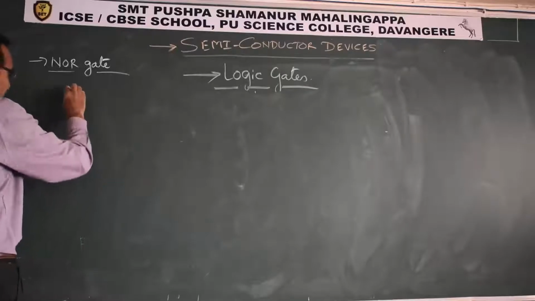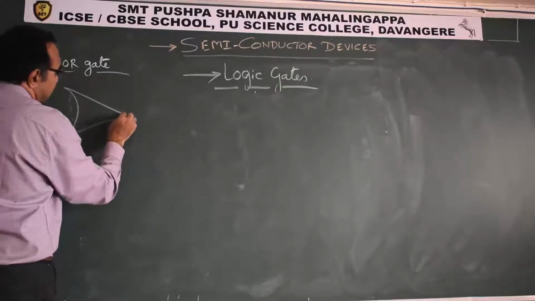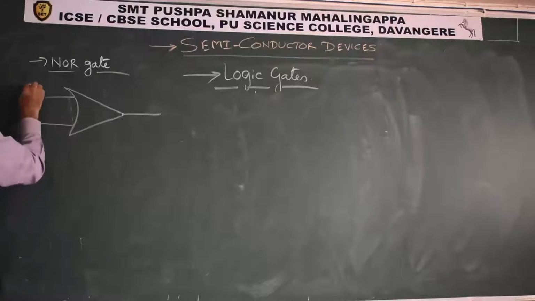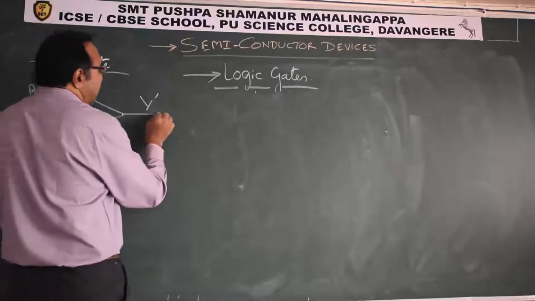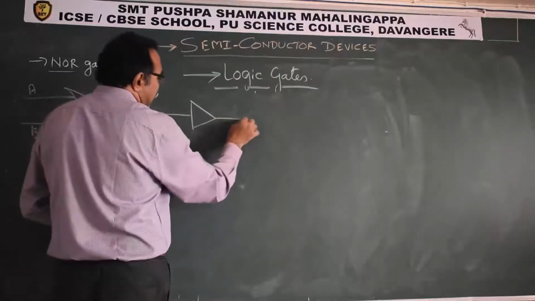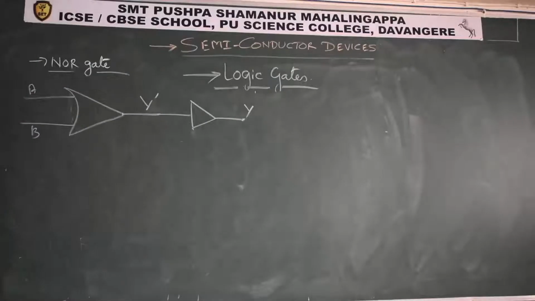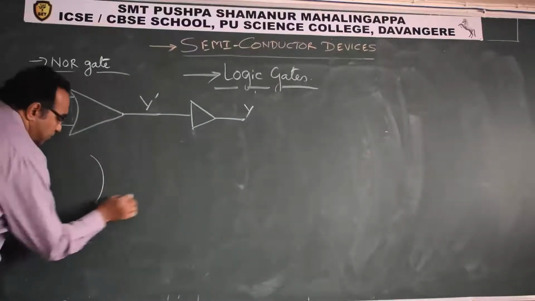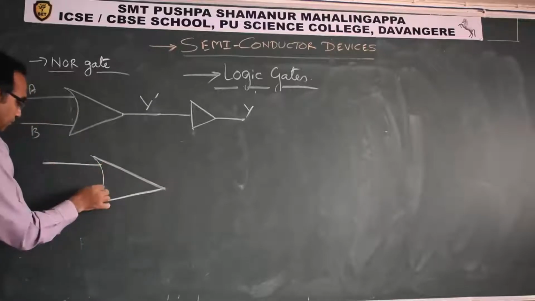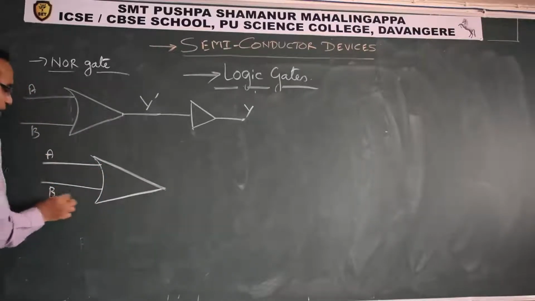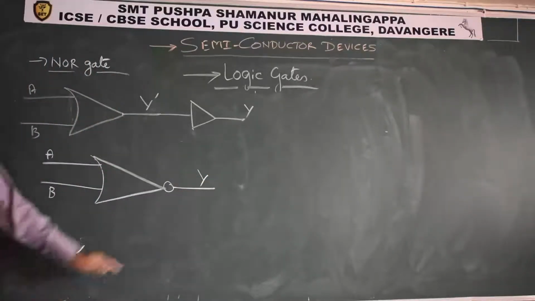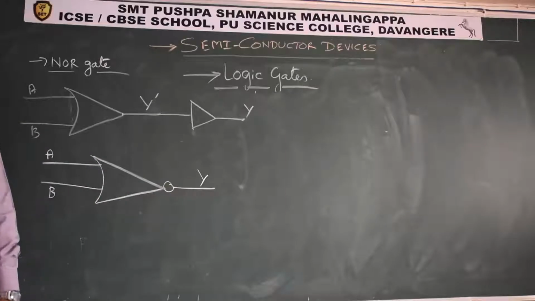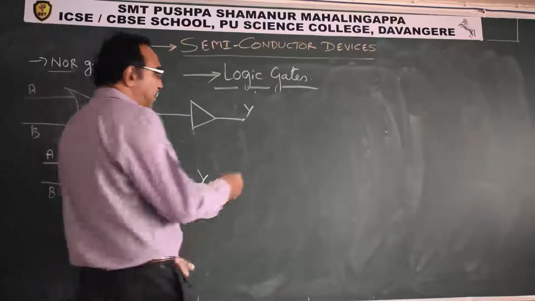It's an OR gate. The OR gate is this, correct? Two inputs, A and B. The output of this, let us say Y dash, acts as input to the NOT gate, and the final output I get as Y. It is also, in short, drawn this way. You can draw it this way, A, B, and a nose ring here. See, this is Y. This is the condensed symbol for a NOR gate. Got it? So what will be the truth table for it?